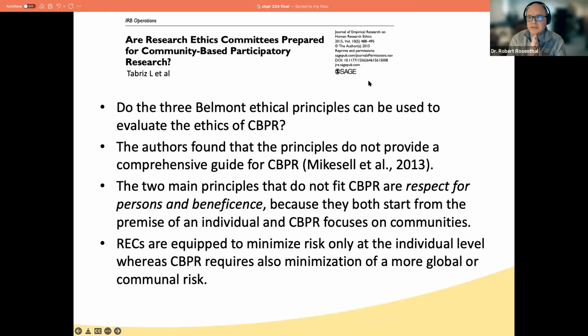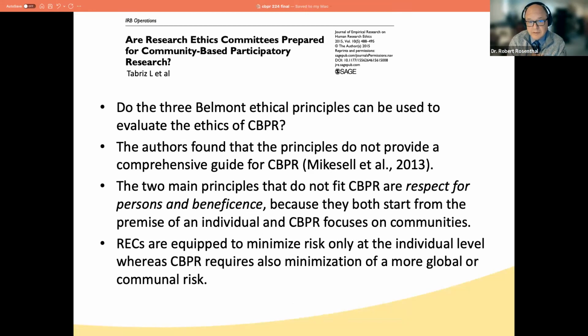So the bigger question is, we base our ethical principles on the Belmont Report. And the biggest question is, can the three Belmont ethical principles be used to evaluate the ethics of CBPR? What are the principles? Respect, beneficence, and justice. And the authors found that the principles don't provide a comprehensive guide for CBPR, and particularly two main principles that do not fit CBPR are respect for persons and beneficence.